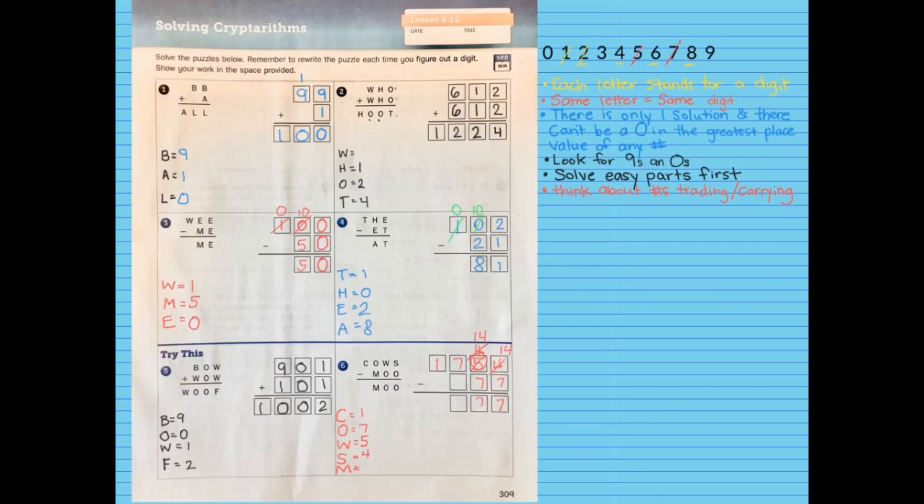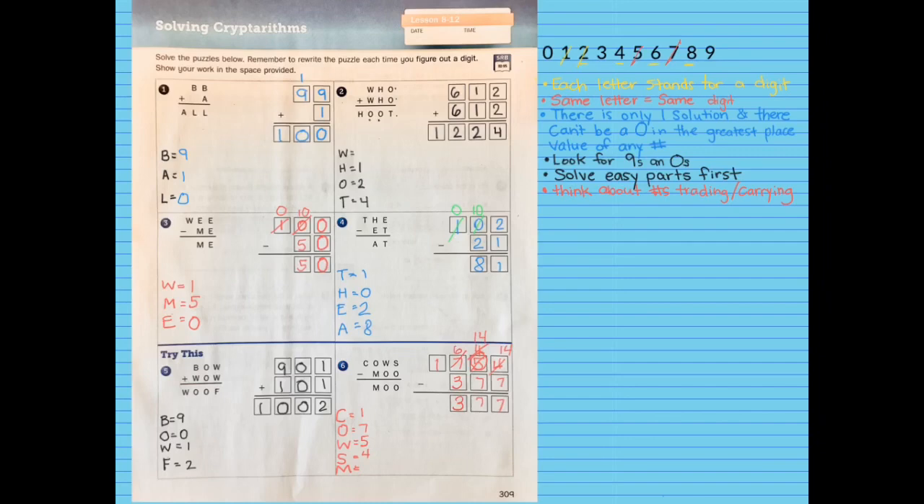Let's see if this works. Let's see if this guess and check is working. So if we mark off this 4 and make it a 14, that means we have to borrow again. Mark out this 7, make it a 6. Okay, 6 minus what would give you the same thing? 3. 6 minus 3 would give you 3. Let's see if that works.